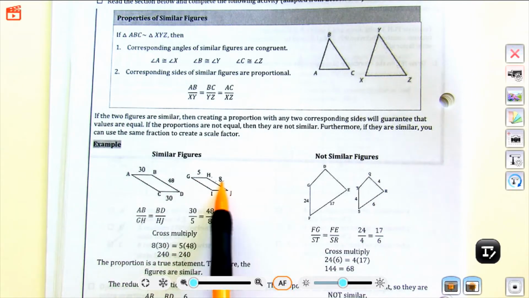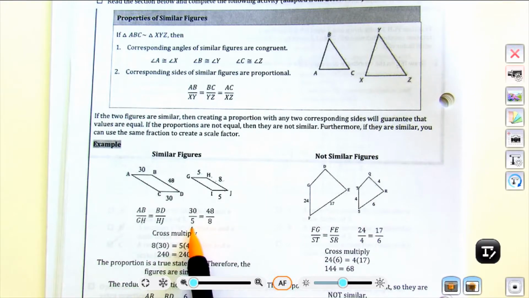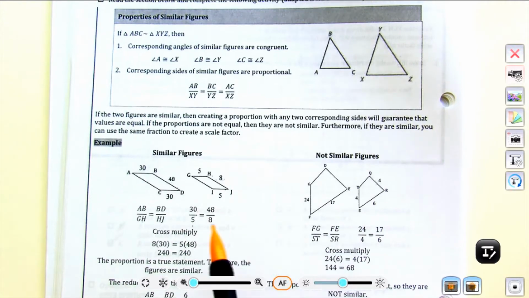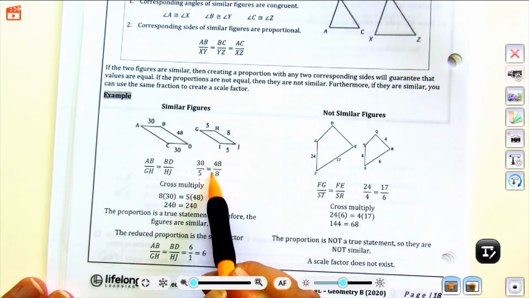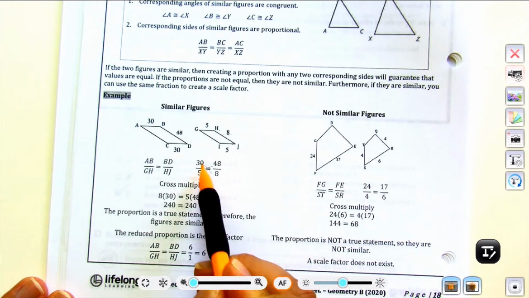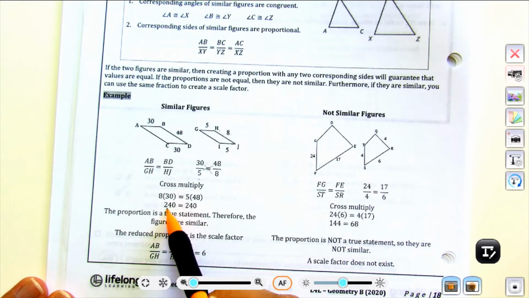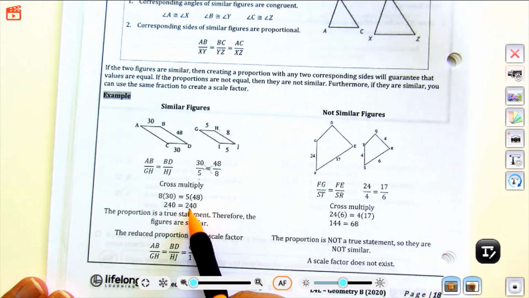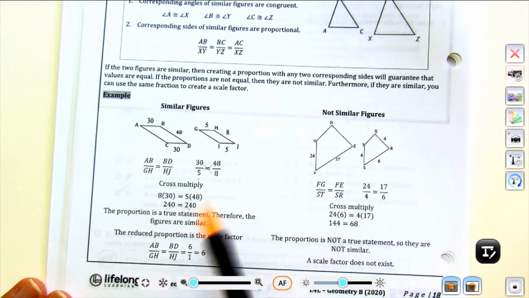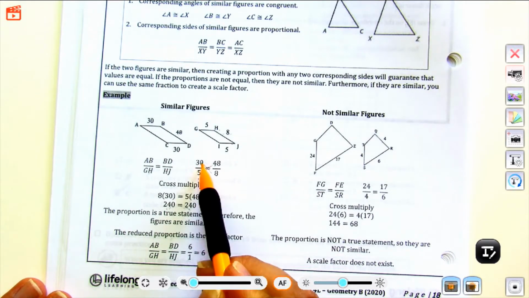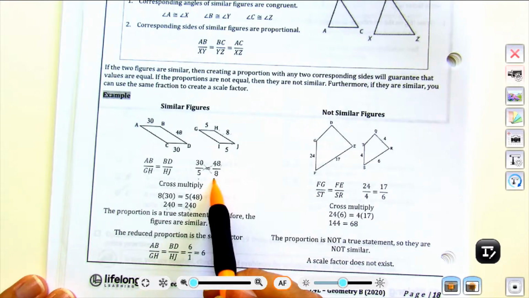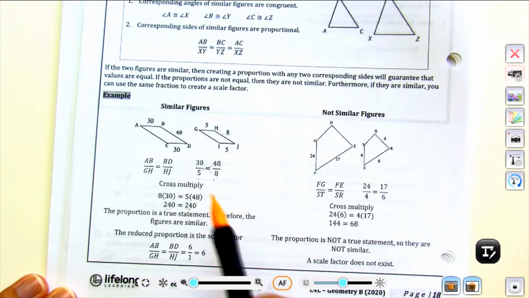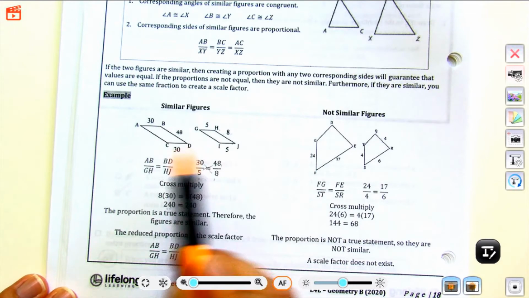Actually, what they're doing is cross multiplying here. 30 times 8 is 240. 5 times 48 is 240. So notice that these two are equal to each other. One thing that I was going to do was, if I divide 30 by 5, I get 6, and 48 divided by 8 is also 6. So the scale factor would be 6, and these two figures are similar.